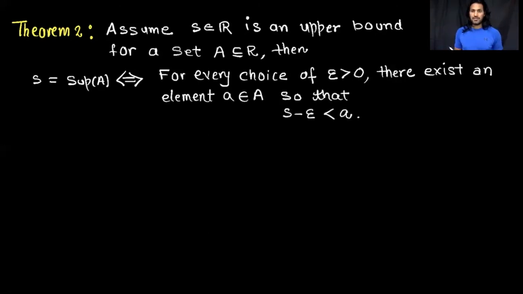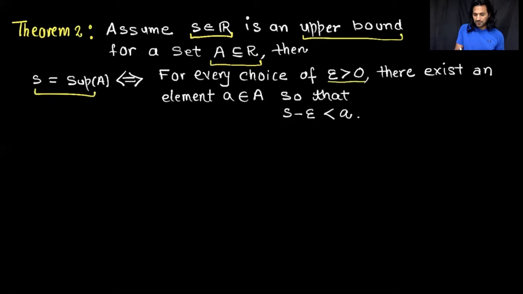So here is the statement of the theorem. The statement says that if you have a real number s, which is an upper bound of a set A, then that real number s will be the supremum if for every choice of epsilon, so if epsilon is given, you can always find a member in the set A so that when you subtract that epsilon from this number s, the result is always less than that member of the set A.